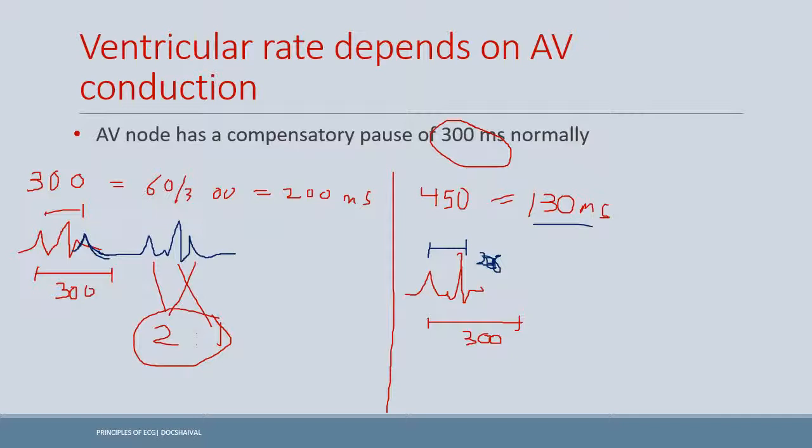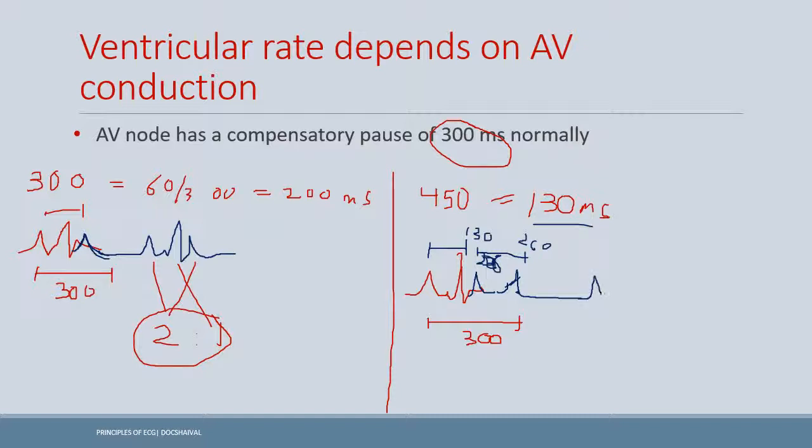So next P wave is formed, and thereafter again one P wave will be formed, and that would be after 260. So this is 130 and 260. So two P waves more are formed without a QRS complex, and that's because we have no conduction occurring through the AV node because of the compensatory pause. So can you imagine what is happening?